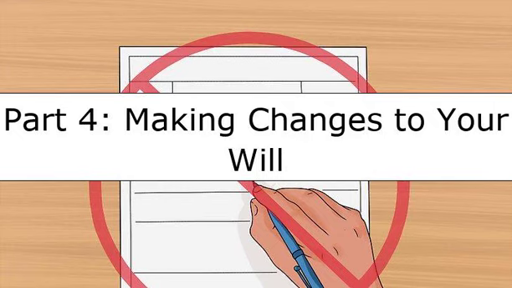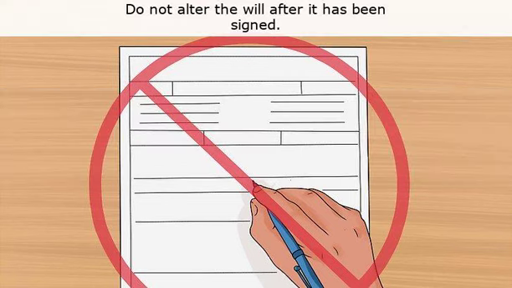Part 4. Making changes to your will. Step 1. Do not alter the will after it has been signed. The witnesses to your will testified to your capacity and acknowledged your decisions, but their signatures are invalid if the document is altered after the fact.